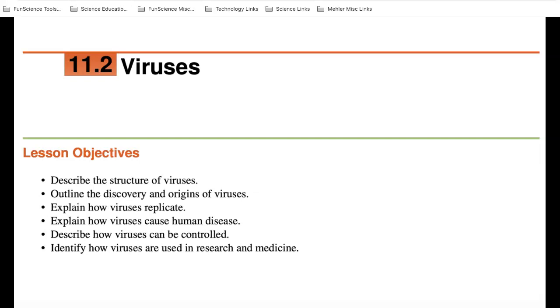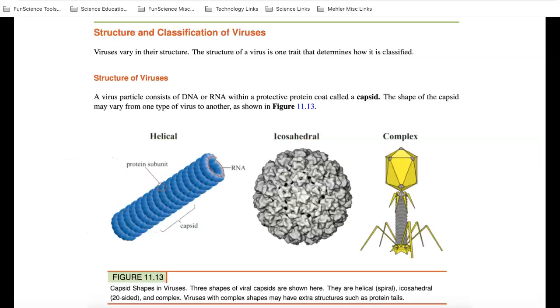So let's take a look at viruses in 11.2. We're going to look at the structure, how they replicate, and how they cause human disease. Viruses are very strange entities. As we mentioned, they're not cellular. They're not made of cells, and they don't grow and reproduce on their own. They need other cells to do that, living cells.